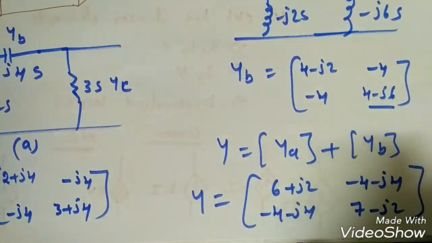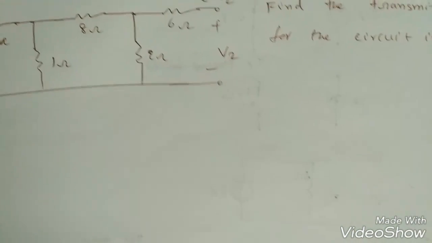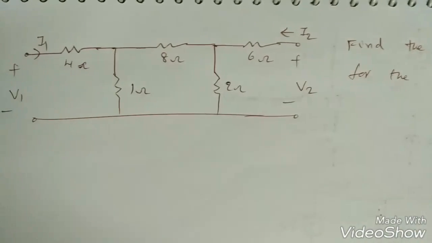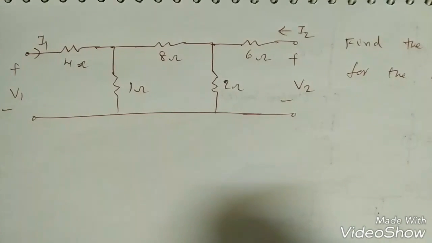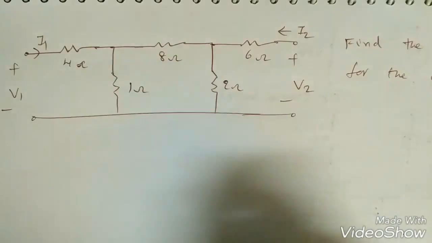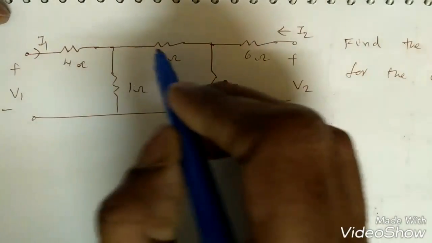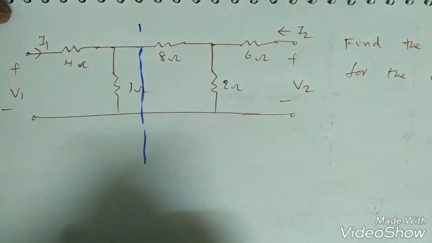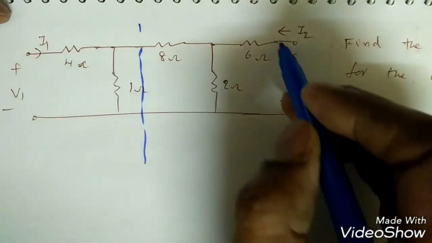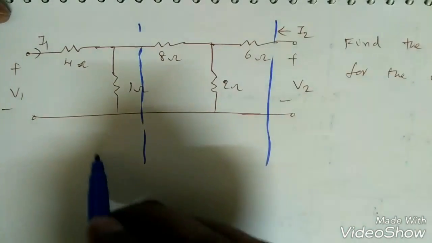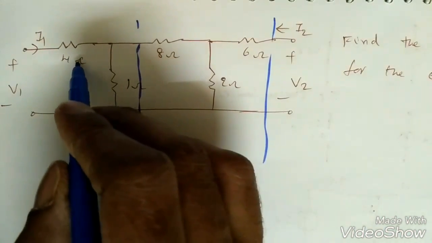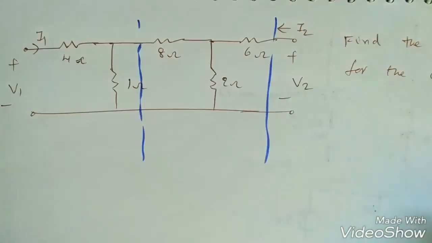Right? Next one is something like this. Find the transmission parameters of the circuit in the figure. Now a question is given like this. So we have to take the parts. See these two, if it is parted here, we'll get one network and we'll have one more network. So two networks are in cascade. So first we need to find T parameters for this network, then T parameters for this network.